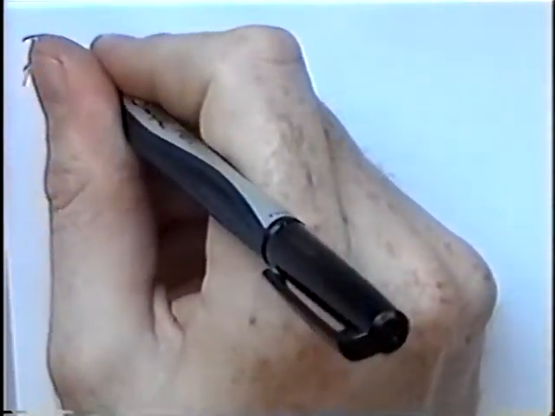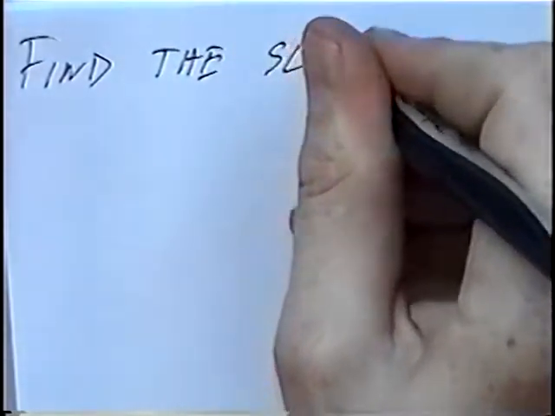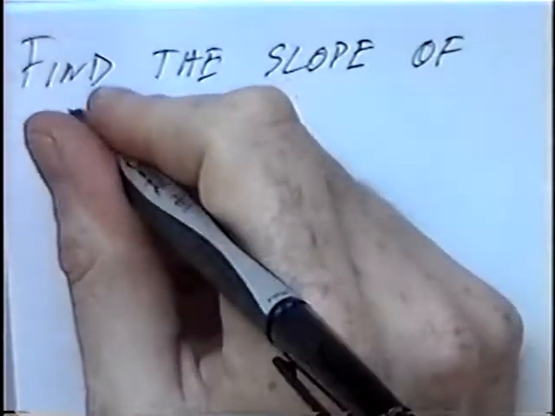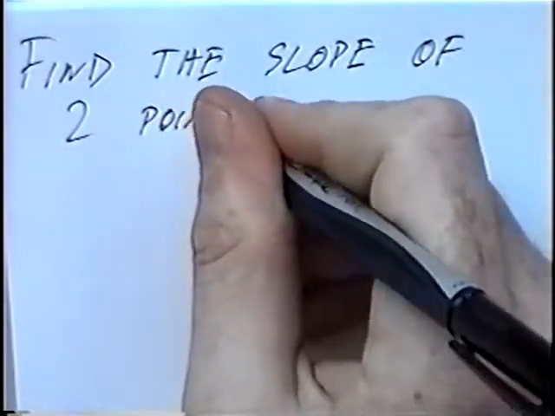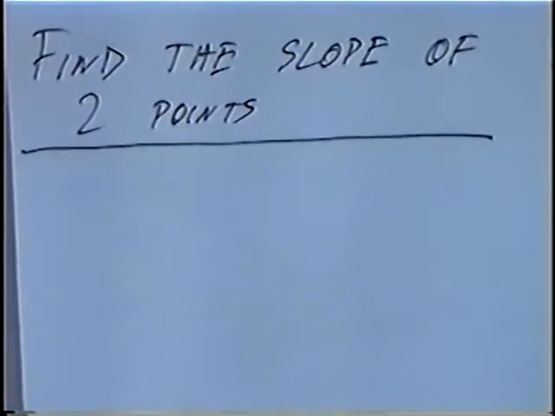Title of the first section today is Find the Slope of 2 points. Using 2 points, we can find the slope between the 2 points.